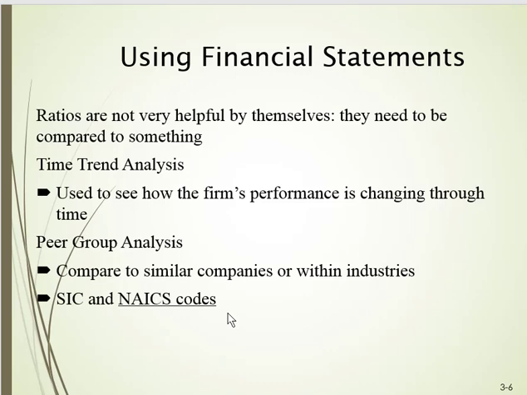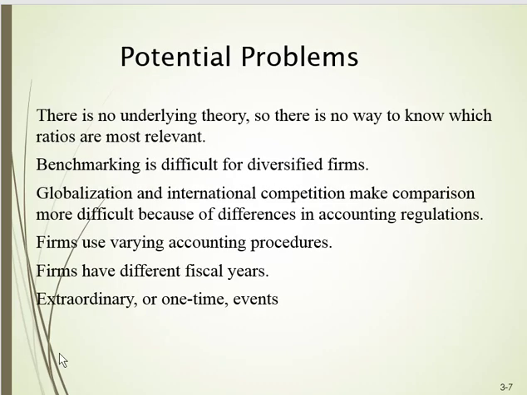There are instructions for how to gather the data that you need for these financial statements. What kind of problems are there? Again, there's no real theory as to why we say this works, right? So there's no way to know which ratios are most relevant, which ones are the most truthful, the most significant. Benchmarking is kind of difficult since so many companies are different.